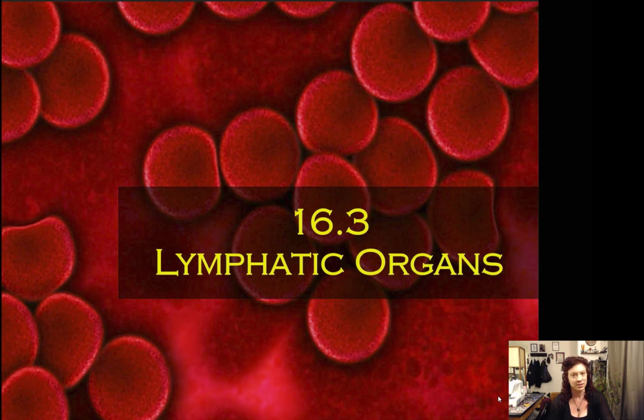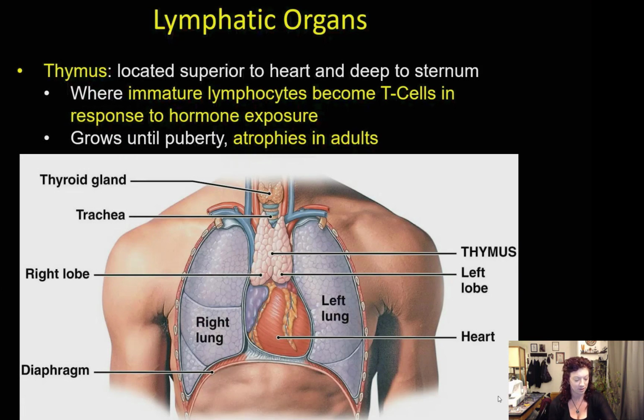All right. Next up, we're going to talk about a few organs that participate in the lymphatic system. The first one we've already mentioned, the thymus, is this big white structure here. Okay? It's located superior to the heart and deep to the sternum. Remember, this is where your immature lymphocytes go to become cytotoxic T cells in response to hormone exposure. Your thymus actually grows until puberty, and then it slowly starts to atrophy during your adulthood.